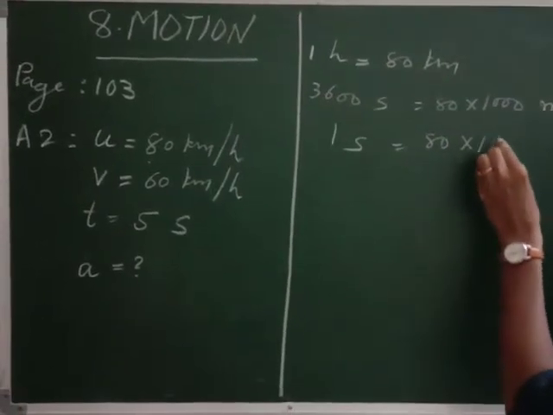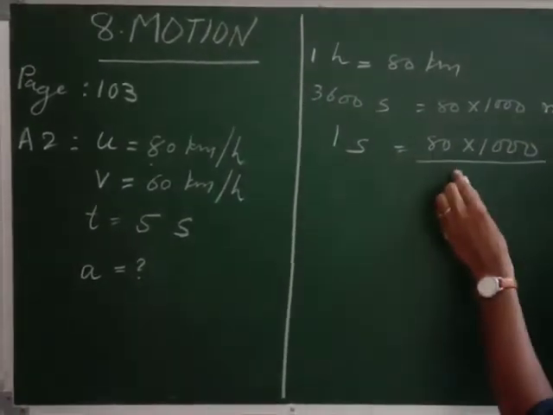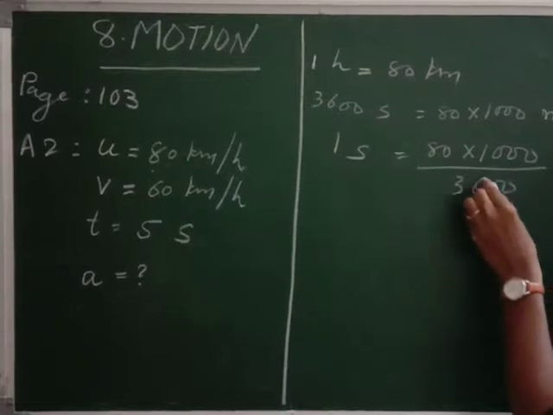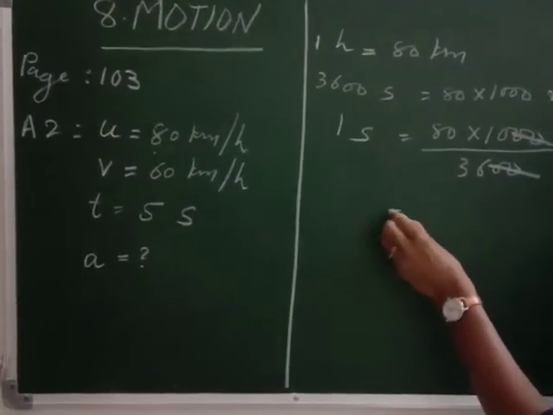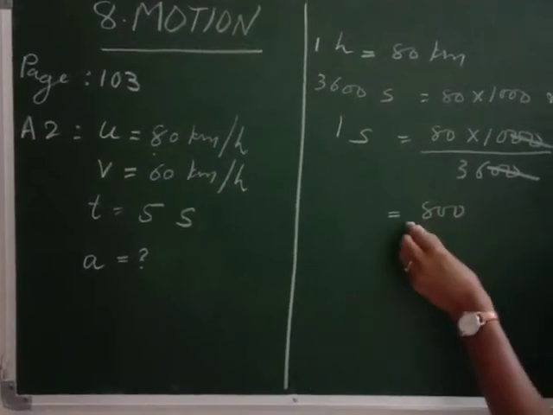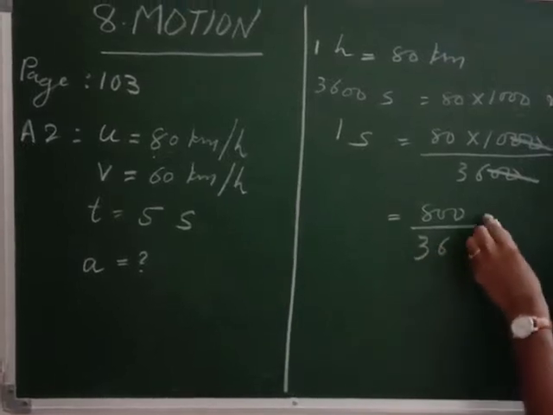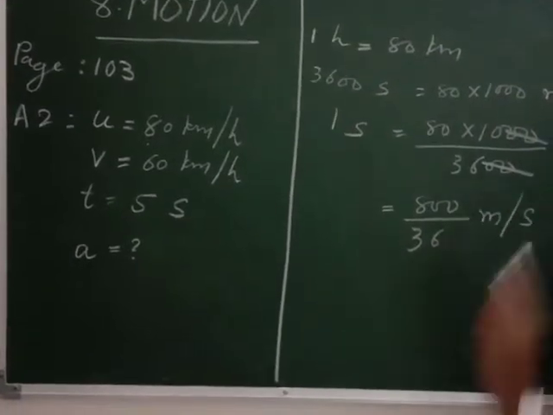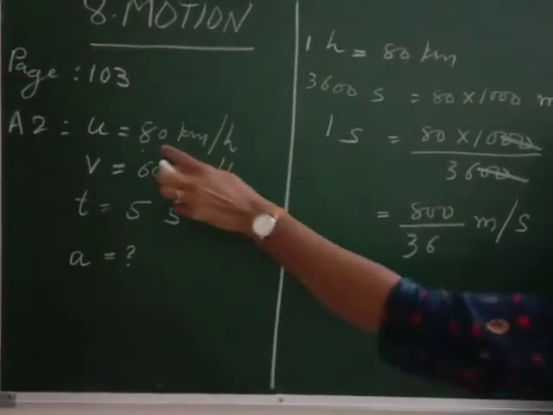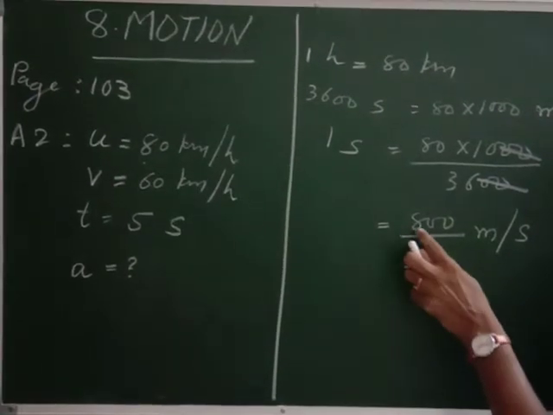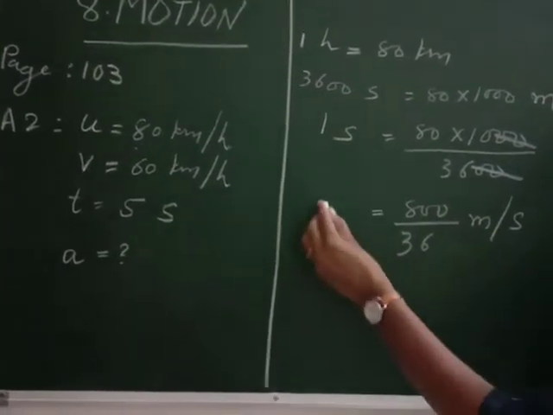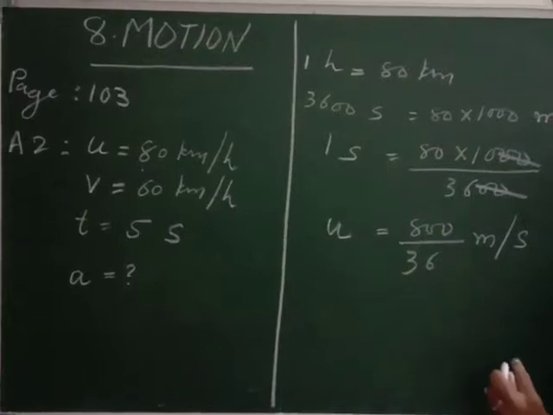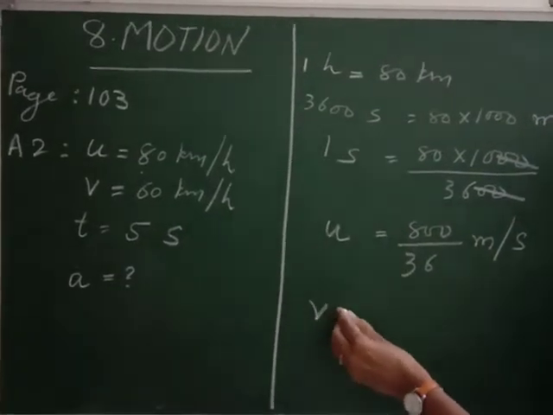80 into 1000 divided by 3600. 20 get cancelled. So the answer is 800 by 36 meter per second. So here 80 kilometer per hour is converted into meter per second and this is my initial velocity. Similarly, I will get the final velocity.